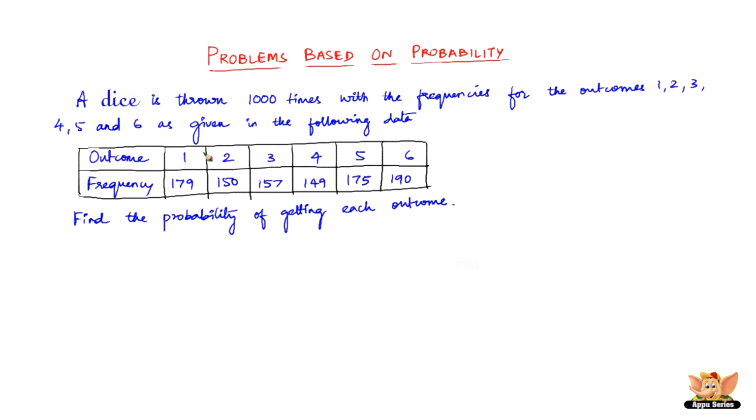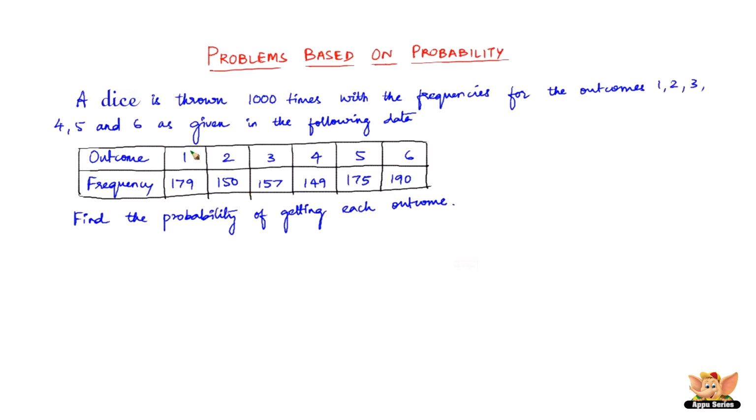So the outcome here is, of course, a die has got 6 numbers, 1, 2, 3, 4, 5 and 6. The frequency of each of them is given below, 179 for 1, 150 for 2, 157 for 3, 149 for 4, 175 for 5 and 190 for 6. Now find the probability of getting each outcome. Now this is no different from the problems that we've solved in the previous videos, except that we've got 6 events to account for here.